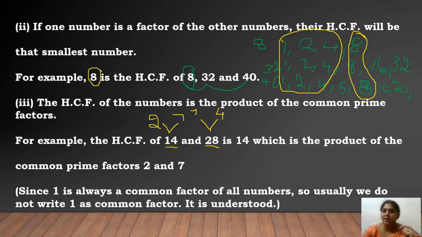2 and 7 are the common numbers. Or you can directly tell when you are multiplying the common prime numbers. 2 and 7 are common prime numbers here, right? So when you are multiplying this 2 and 7, you will be getting the answer as 14. So 14 will be your highest common factor of 14 and 28. Since 1 is always a common factor of all numbers, we will not write 1 as a common factor number.